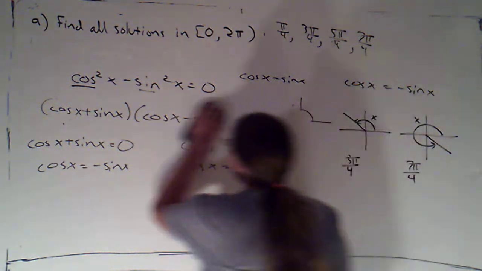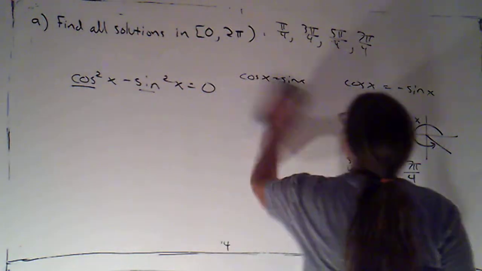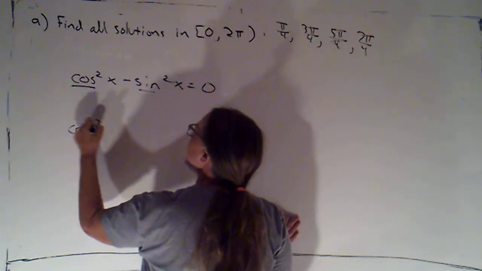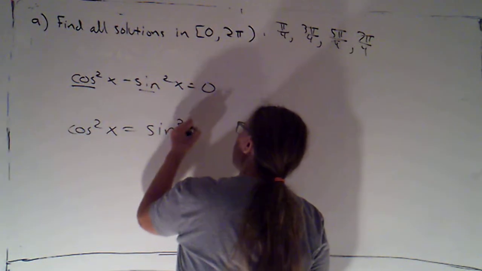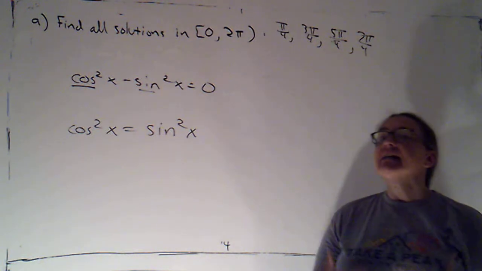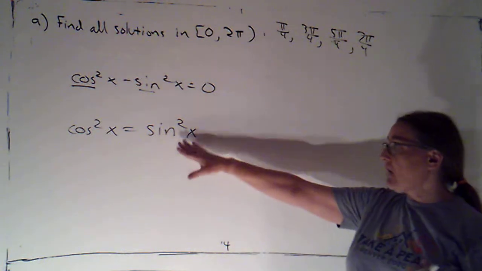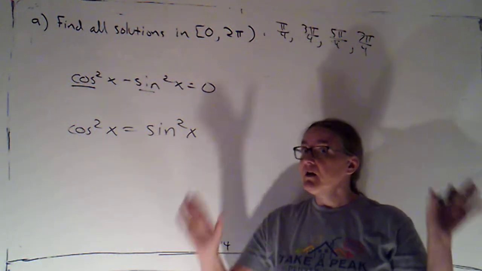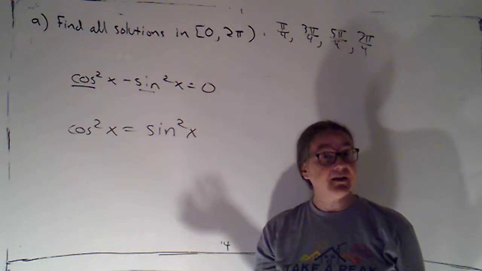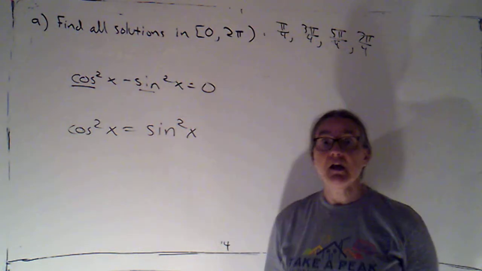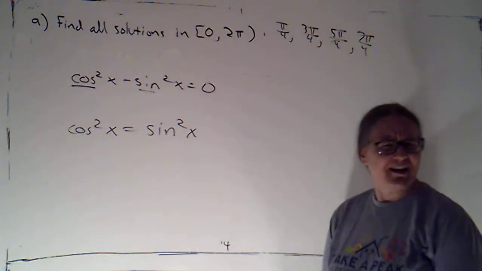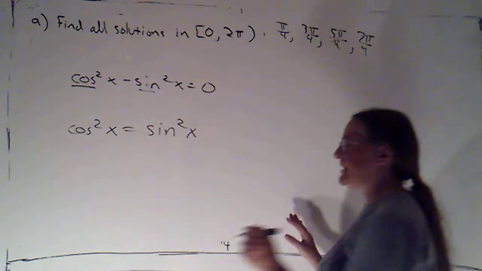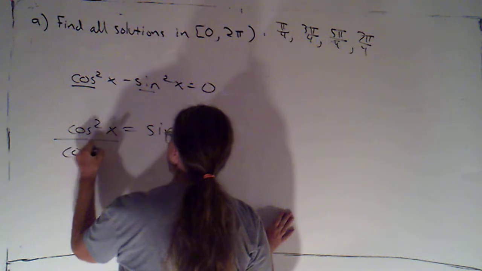I'm going to show you one more option here. Again, if I add this over, I'm going to get cosine squared x equals sine squared x. Now, as a general rule, if I'm solving equations, I don't divide by expressions that have variables in them, because I don't know if I'm dividing by 0, because maybe that thing is 0. So as a general rule, I'm not allowed to just take an equation and divide through by cosine squared, because that might be 0. But in this case, I'm going to divide through by cosine squared.